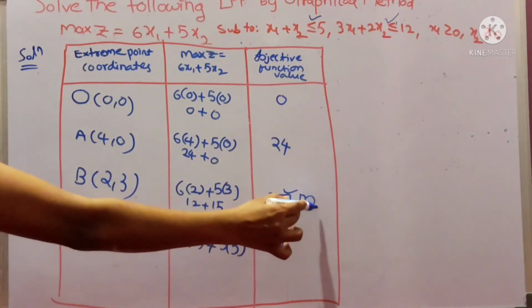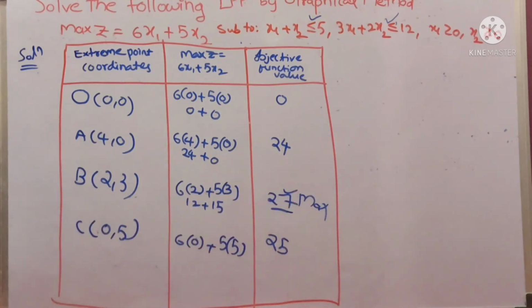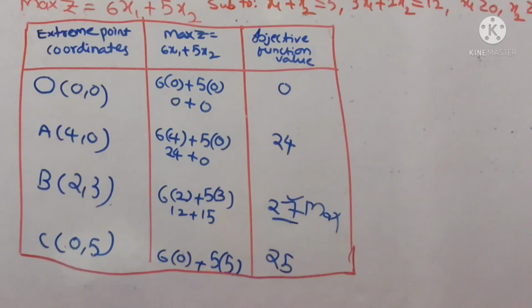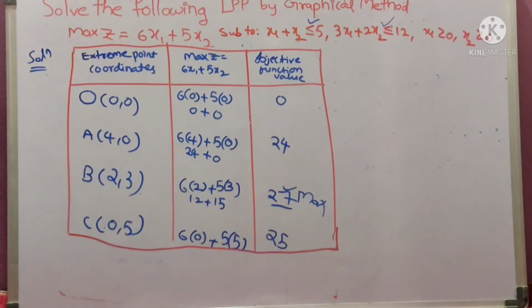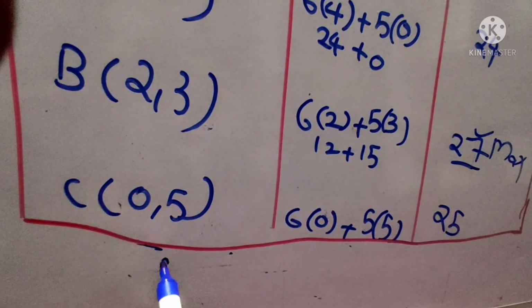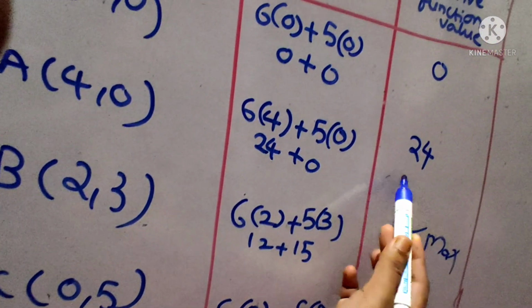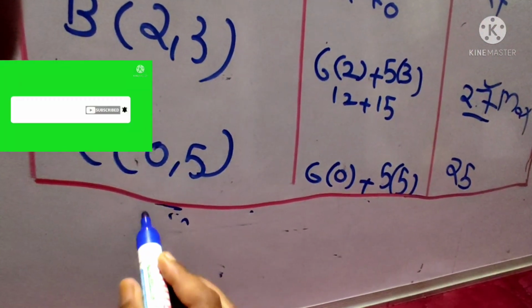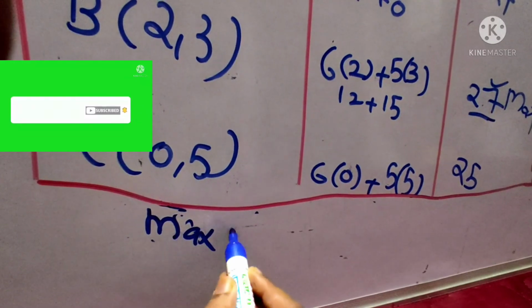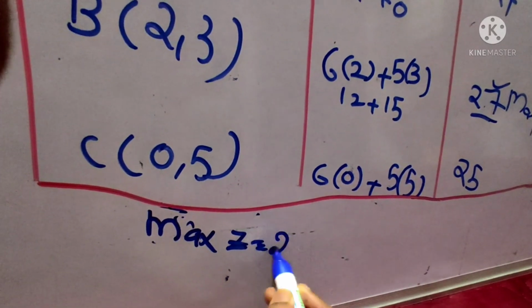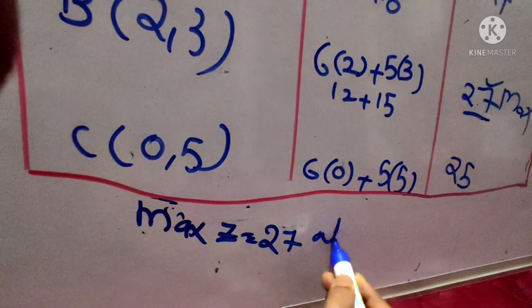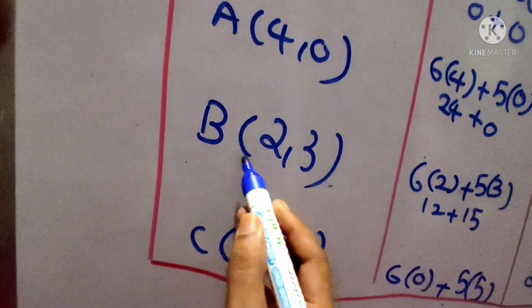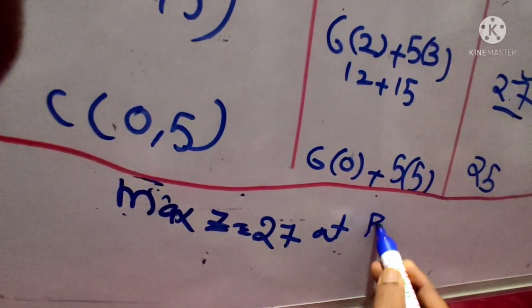Now the main motto is to find the optimum value of the given objective function. Here from among all these 4 points, 27 is the maximum value. That means our objective function is to be maximized at this point 27, and the coordinate point for this is B (2, 3). Okay, we will write in the last, that is max z equal to 27 at which point, B (2, 3).